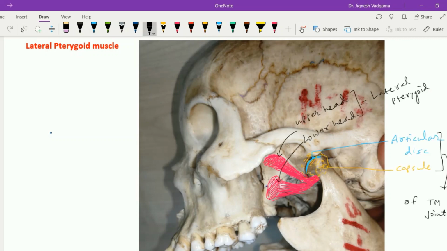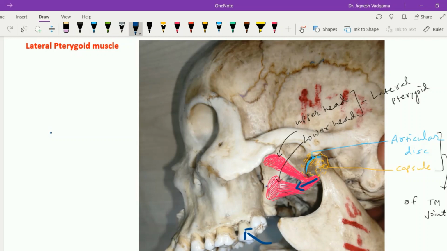When we talk about the nerve supply of this lateral pterygoid muscle, it is supplied by the direct branch of the anterior division of the mandibular nerve, that is the nerve to lateral pterygoid. When we talk about the action of this muscle, it is the only muscle responsible for the depression of the mandible. When this muscle contracts, it carries forward the head of the mandible along with the articular disc, and this is responsible for the depression of the mandible.